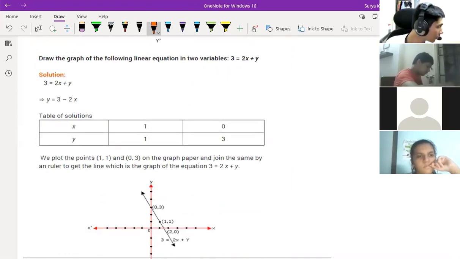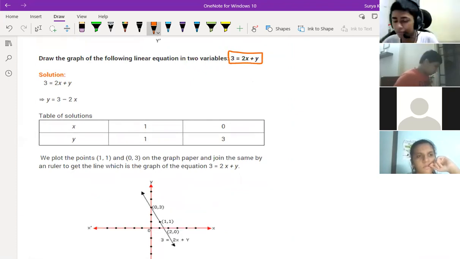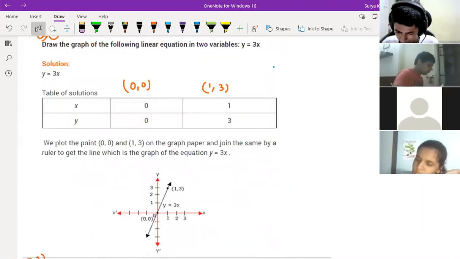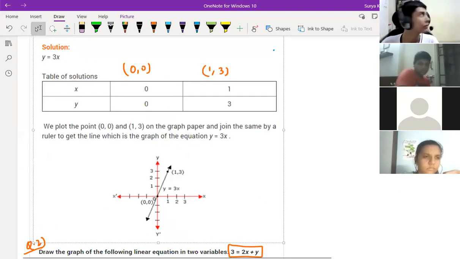See, second equation is 3 is equal to 2x plus y. All of you do this question. Do it in the notebook, Ashini. Do and show me. 3 is equal to 2x plus y.